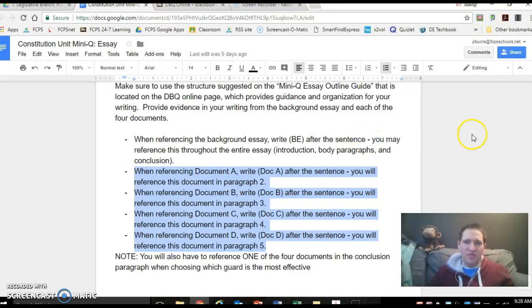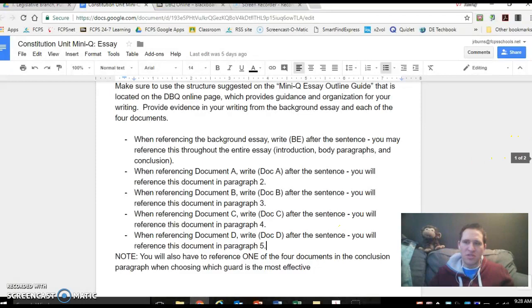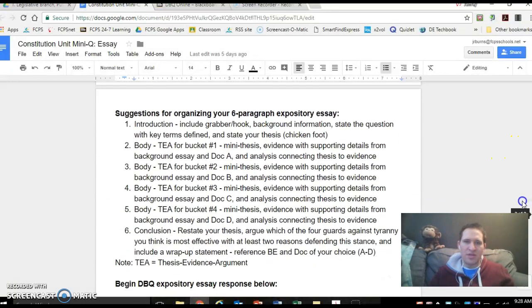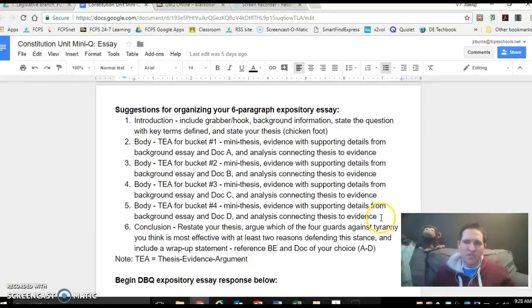Okay? And it gives you a little bit of information there about making sure that when you reference the documents, you cite your source. And also down here, it gives you just another reminder of how to write your body paragraphs.